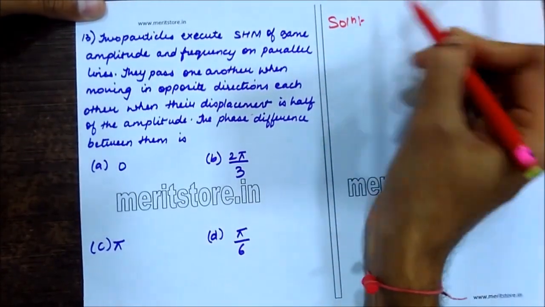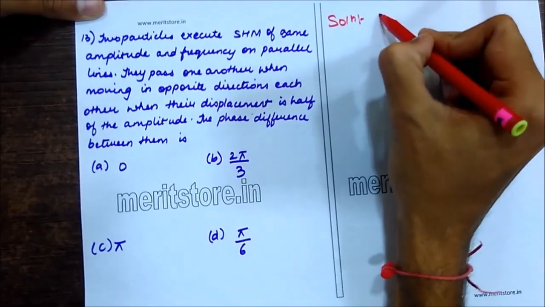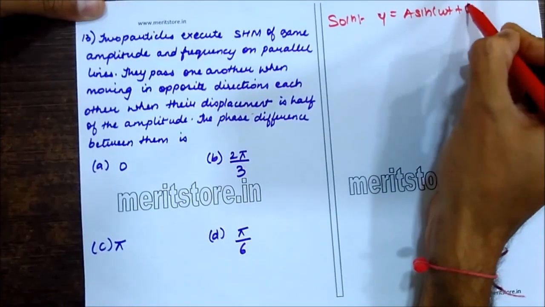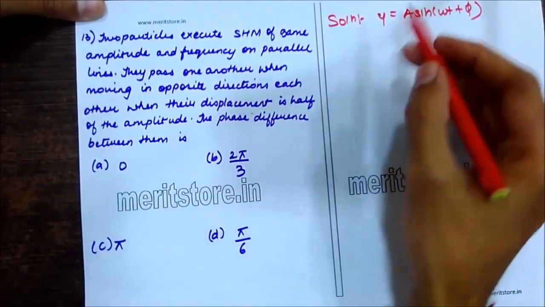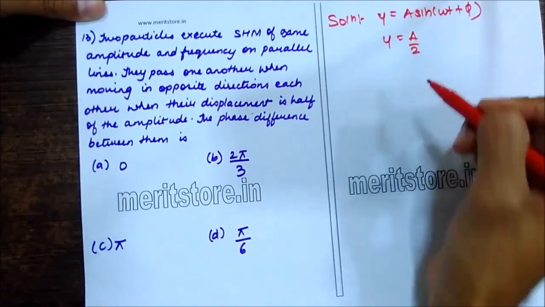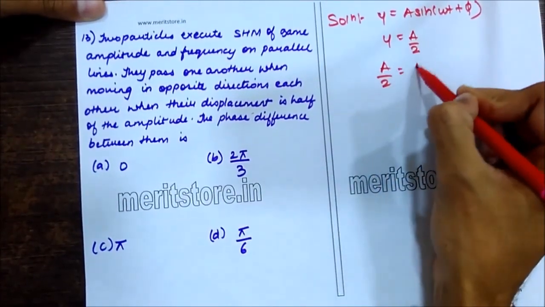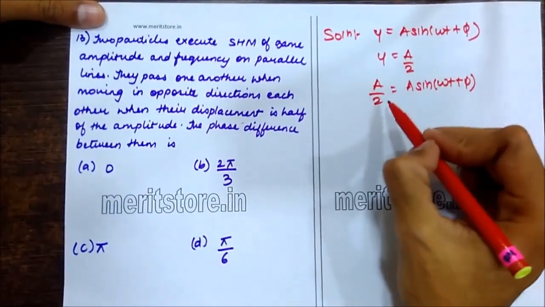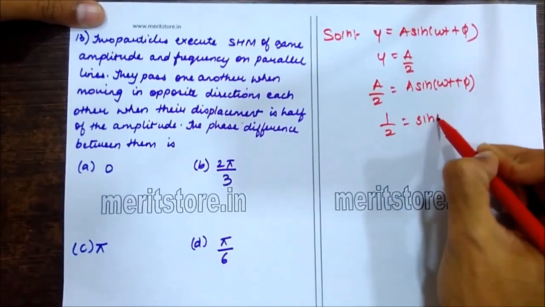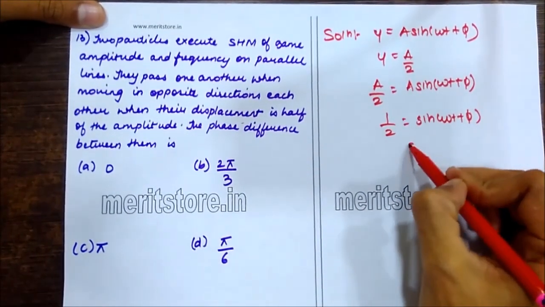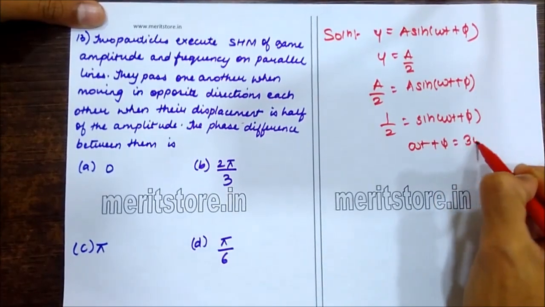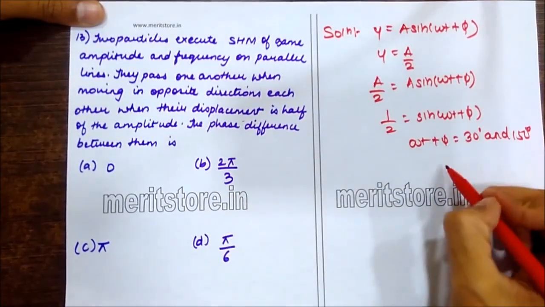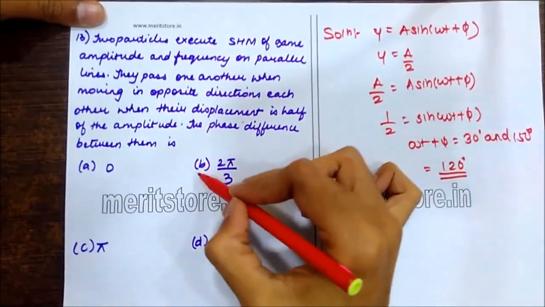Now in this, again we have the equation for a particle, y equals a sin(omega t plus psi). Here the displacement is half of the amplitude, so y equals a by 2. So we take a by 2 equals a sin(omega t plus psi), that gives you half equals sin(omega t plus psi). So omega t plus psi comes out to be 30 degrees, and since they are in opposite directions, it is 150 degrees and 30 degrees, where the phase difference between them will be 120 degrees. Hence that gives you 2 pi by 3.